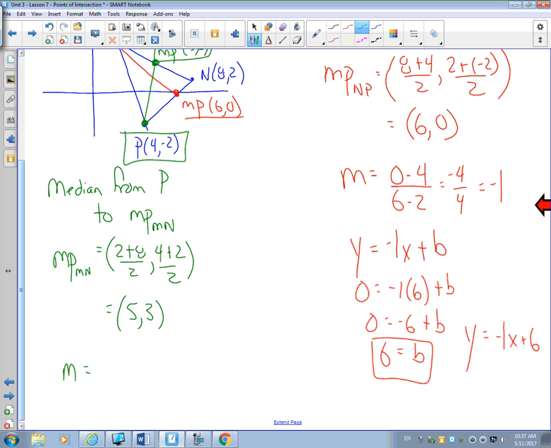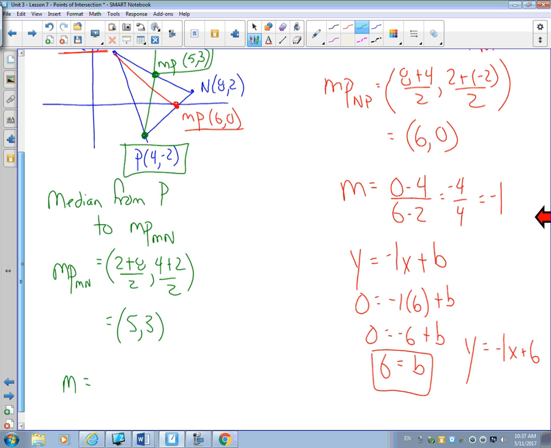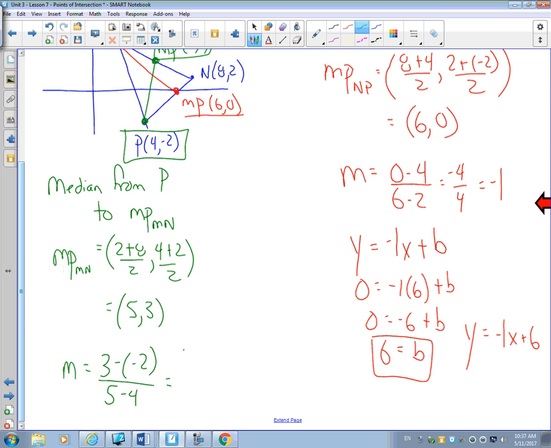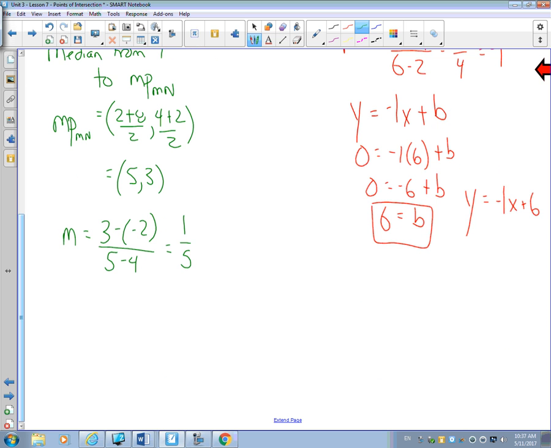So slope: 3 minus negative 2 over 5 minus 4. That will give us 1 over 5. Okay, oh, that's not right. 5 over 1, which is just 5. So I've got myself a slope.